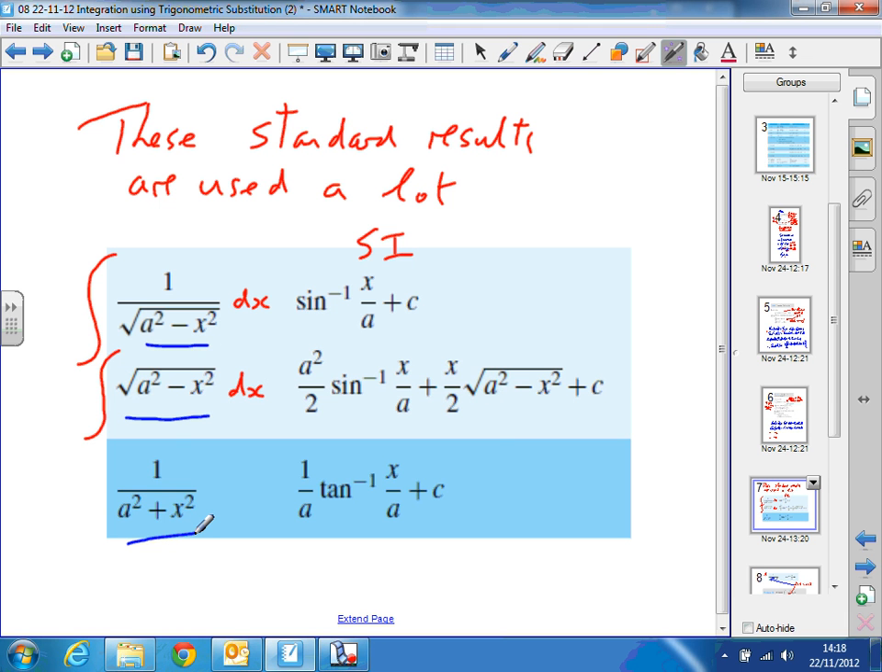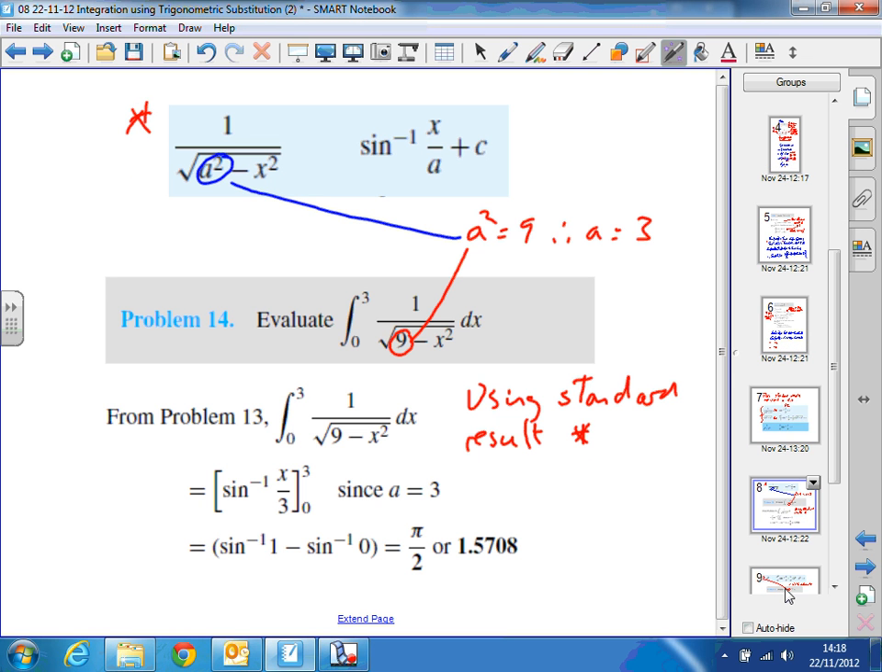So let's look at an example here. There's our standard result. Look, problem. Evaluate this. And as we were saying at the beginning of today, the skill is not in the integration, but recognizing that it's one of these types. It's one of this type of integral. Look, it looks like that.